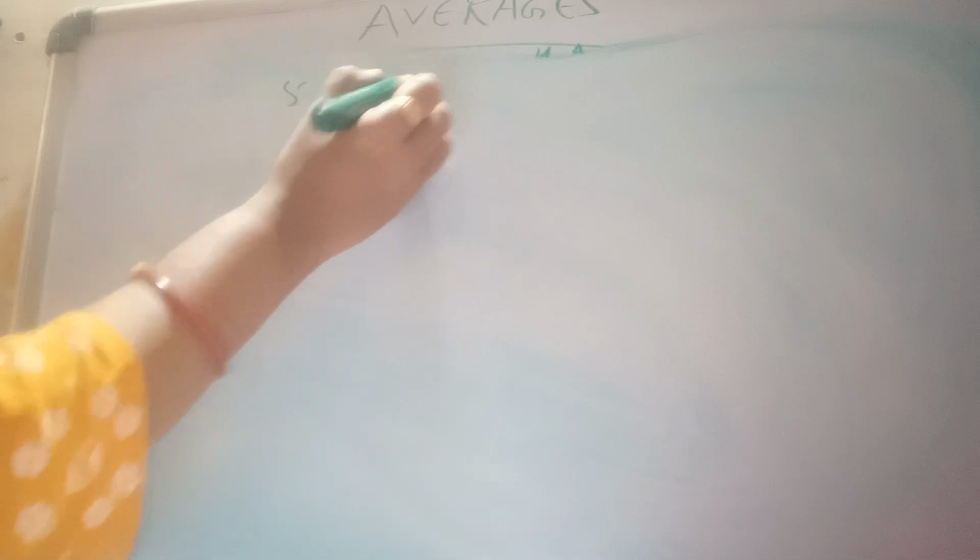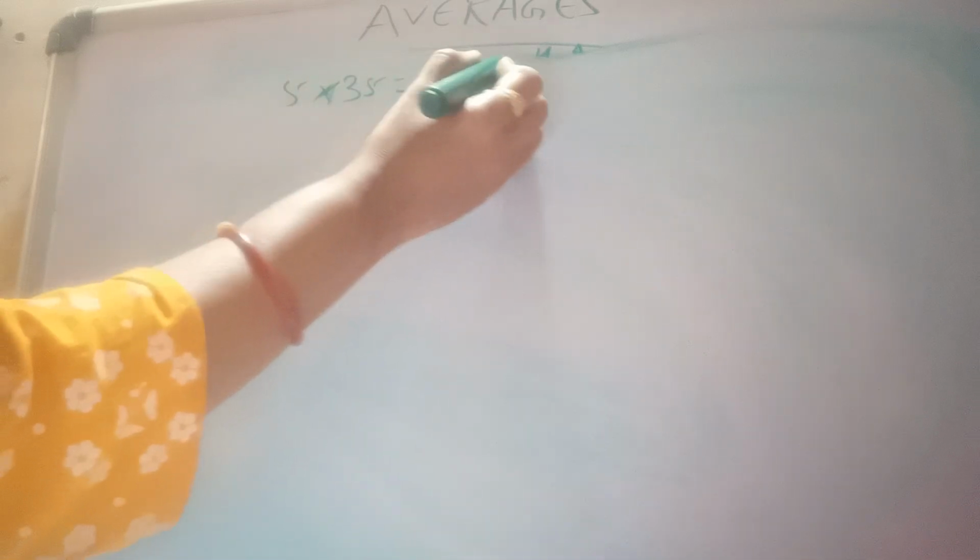Next example, the average age of Priyambada's family consisting of 5 members 3 years ago was 35 years. 1 year ago, a new baby was born in this family. 3 years hence, the average age of the family will be how much? 3 years ago, total age of the family members is 5 into 35. 5 into 35 will be 175 years.